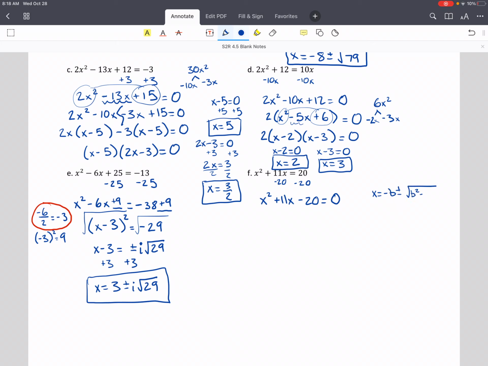I'm hoping you have this memorized by now. And if you don't, you should. Right, a equals 1, b equals 11, c equals -20. So x equals -b, since b is 11, -b is -11, plus or minus the square root of 11 squared minus 4 times a, which is 1, times c, which is -20, all over 2 times 1.